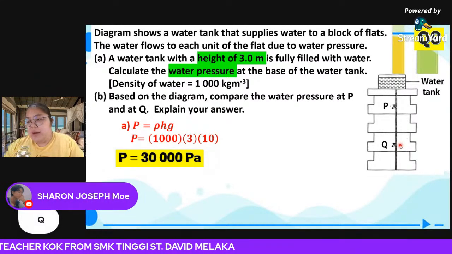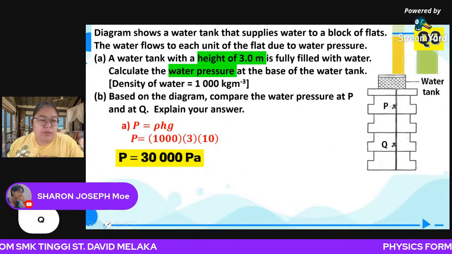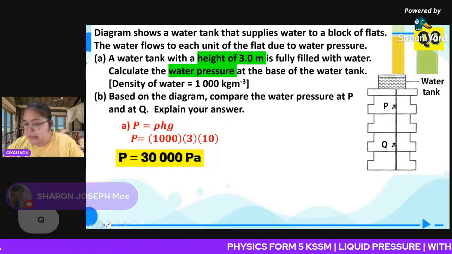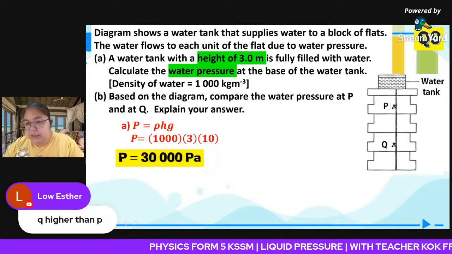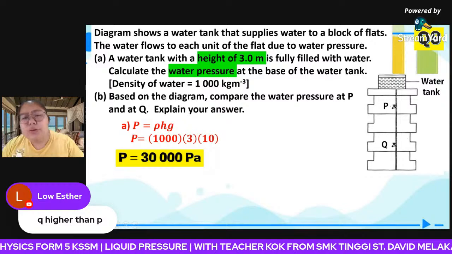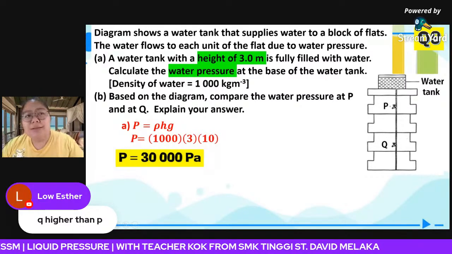So we got to find out. I know there's a Q. Then you need to answer, is it? Q is higher than the P, Esther. Okay, give me the answer. Why? Explain your answer. Why do you know the Q should be the higher? How do you know?